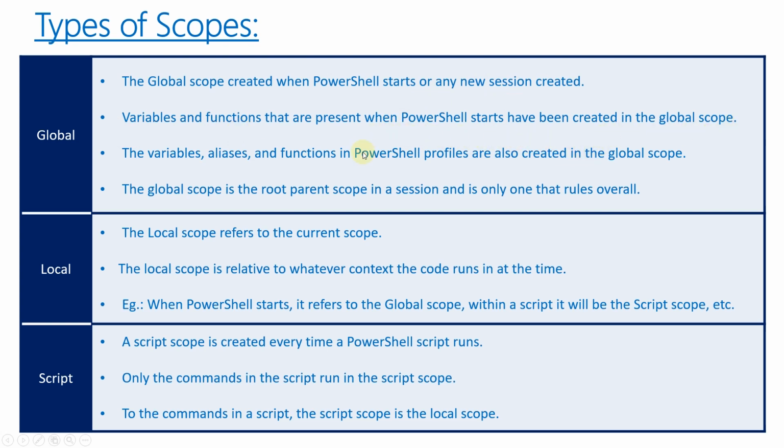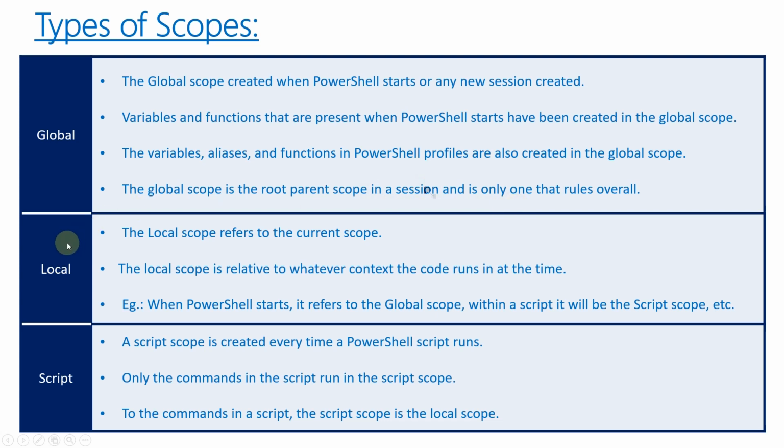And within the PowerShell profile, if there is any variable, alias or function, then those also will be created in the global scope. Global scope is also the root parent scope in any session, and it is the only one that rules over all. We cannot create multiple global scopes or root parent scopes.